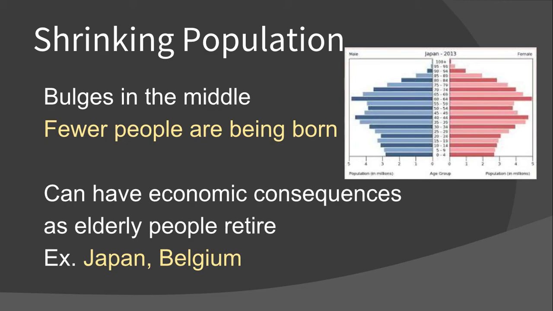All right. And our last type of population is shrinking. So shrinking means small. It's getting smaller. So instead of having a column that goes straight up and down, you have a little base, and then it gets bigger, and then it gets small. So you have really not a whole lot of people being born. This is a big deal.